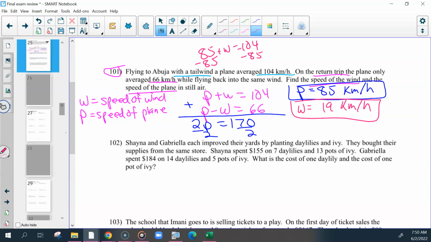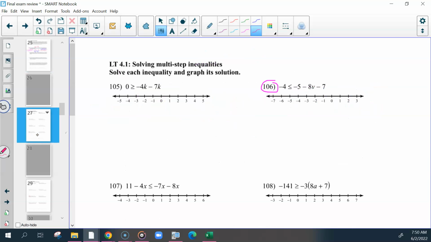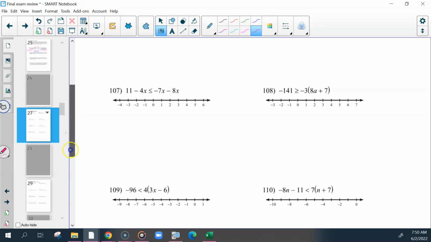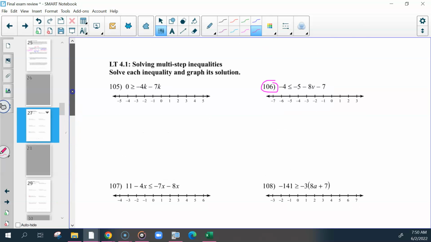On the next page. Now we're in Unit 4, our Inequalities unit. So we're just going to do one or two of these. Main thing to remember here is you have to graph your inequality. If you have less than or greater than, those are open circles. Greater than or equal to, less than or equal to, closed circles. And if you divide or multiply both sides by a negative, the sign changes direction.